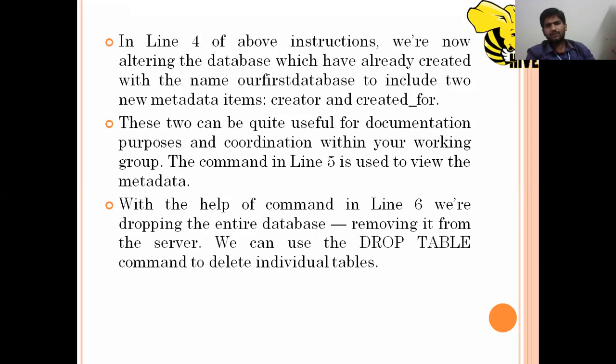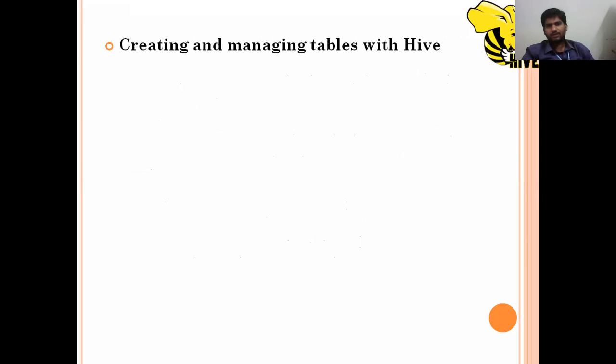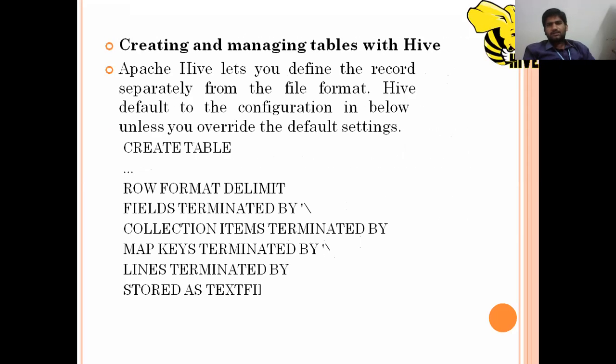The command in line 5 is used to view the metadata. So how to view the metadata, we can see. With the help of the command in line 6, we are dropping the entire database, removing it from the server, and we use the drop table command to delete individual tables. Inside the database we may have tables that we can also delete. Now, create and manage tables with Hive.